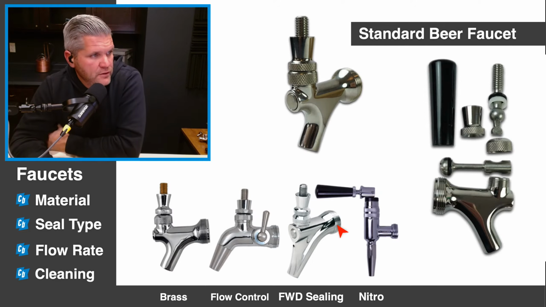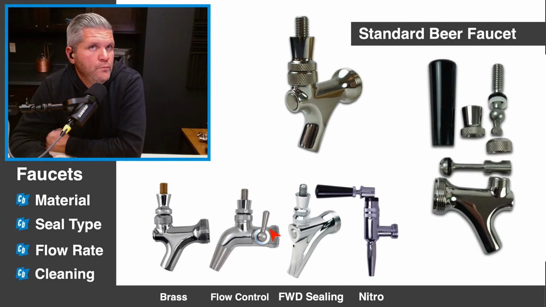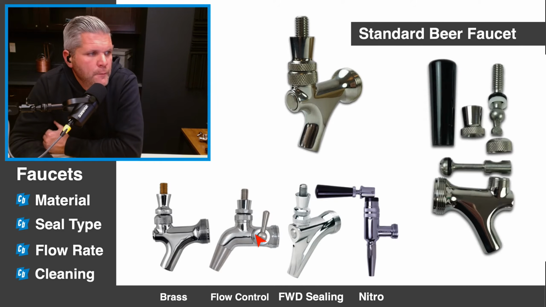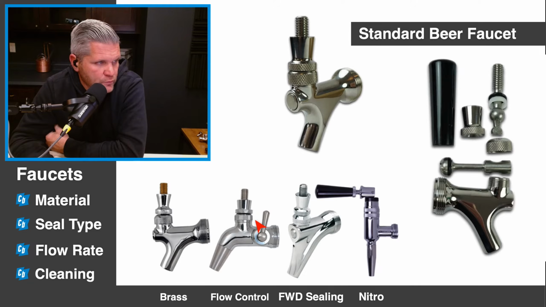There's our other kinds. This is a flow control. You can adjust the flow. So one of the good uses of a flow control faucet is if you had a small draft system and then you tapped a higher carbonated beer, but you didn't have really good control over the amount of PSI to each keg that you're tapping. What you can do is restrict that flow at the tap, and that will help pour some highly carbonated beers. This is a ventless forward sealing faucet.